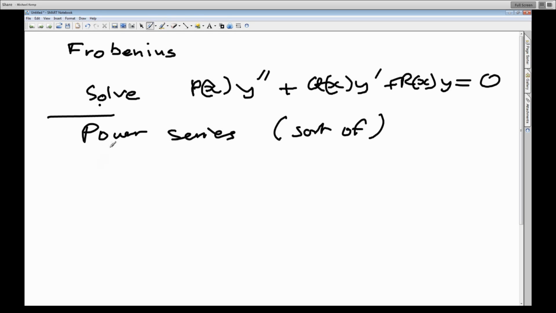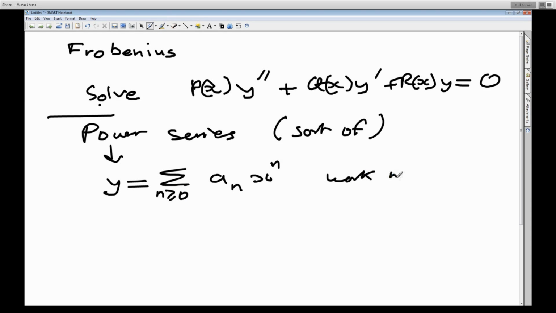So these power series, which is pretty much saying let y equal the sum of terms a_n x^n, n greater than or equal to 0. That's pretty much what a power series looks like. So they work nicely if p(x) is not 0 about the point you're trying to take the power series for.